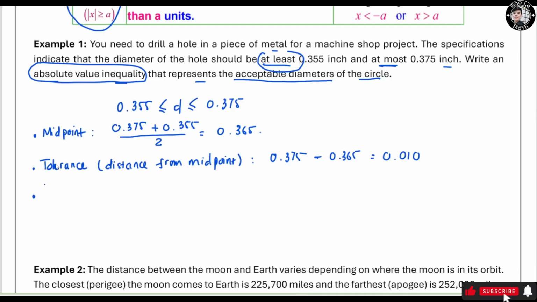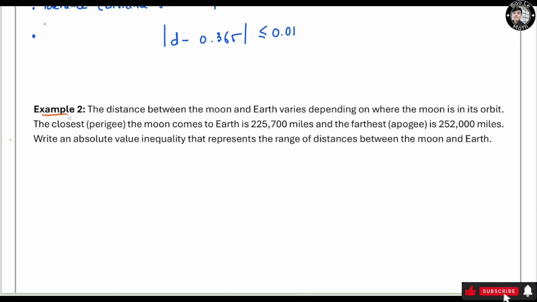Now step number 3, we're gonna write the absolute value inequality. This means the diameter can vary 0.010 from 0.365. So we have the absolute value of D minus 0.365 less than or equal to 0.01.